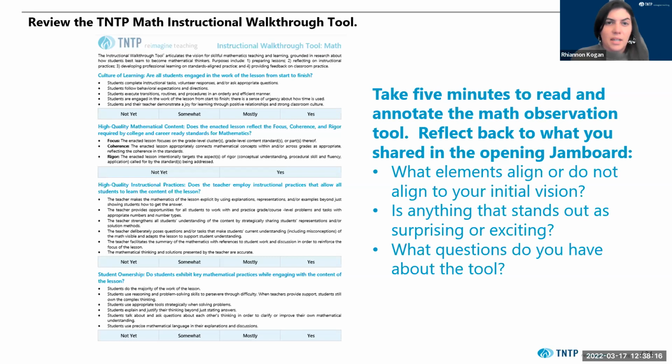Okay, we're now going to take a few minutes to discuss our thoughts with our colleagues in breakout rooms. So again, the questions are on the slide, and we will also make sure to put these questions into the chat for you. Think about the Jamboard from the opening session. What elements of this tool align or do not align to your initial vision? Is there anything that stands out as surprising or exciting? And what questions do you have about the tool? We'll spend about 4 minutes in breakout rooms.